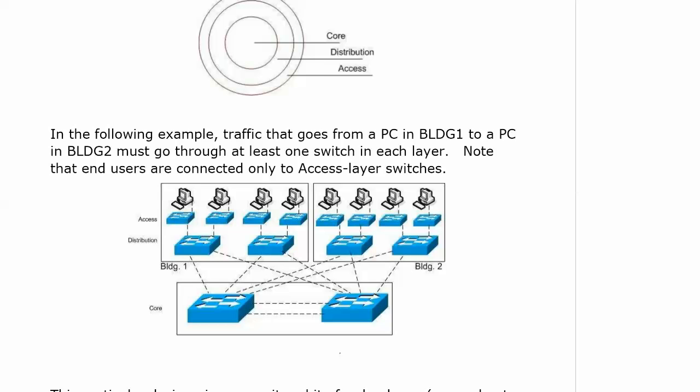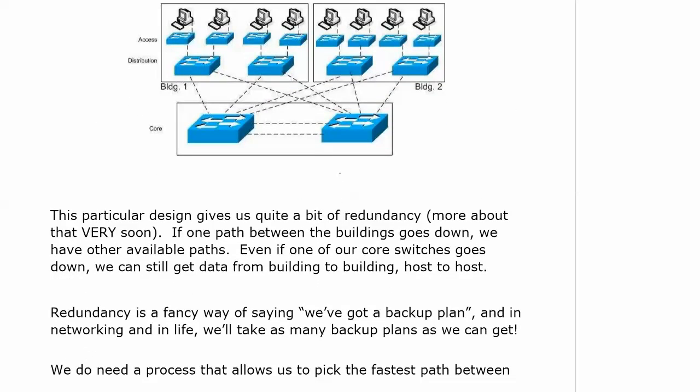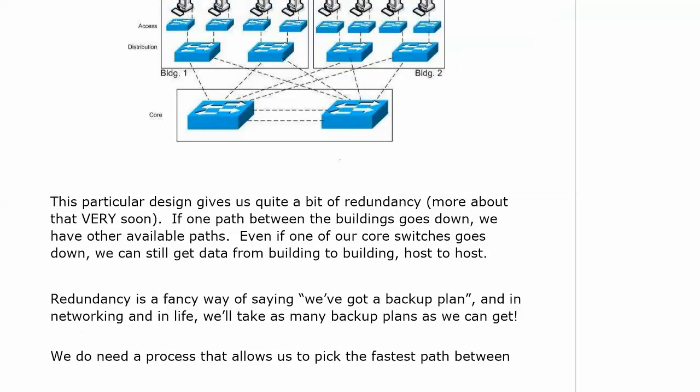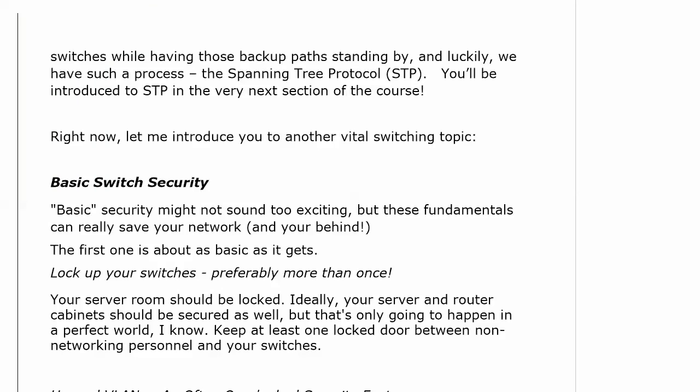And we're going to talk about redundancy throughout the routing protocol section and our switch protocol section as well. That's what we want. Redundancy, it's just a fancy way of saying we've got a backup plan. And in networking, just like in life, you always got to have a plan B. And in this case, that B stands for backup, because we will take as many backup plans as we can get. Now, we do need a process, though, that allows us to pick the fastest path between switches while having those backup paths standing by.